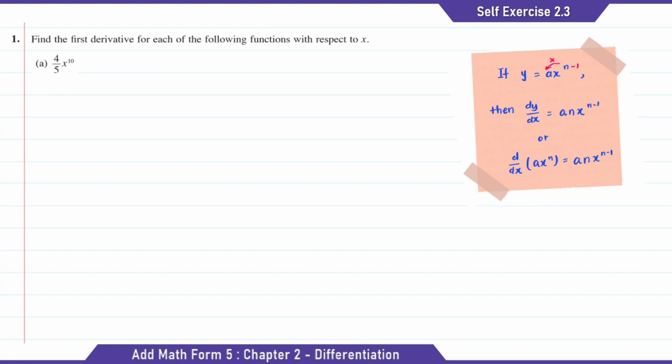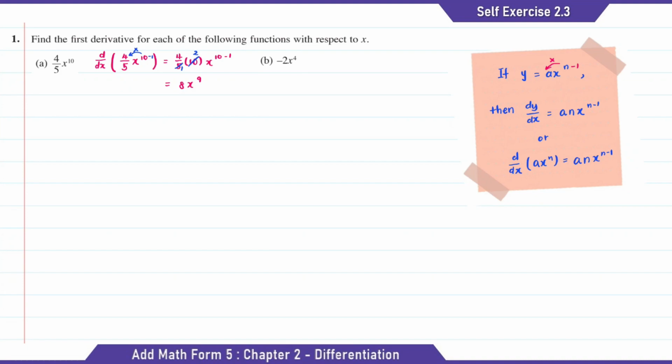Question A. Differentiating 4 over 5 x to the power of 10 with respect to x. This is equal to 4 over 5 times 10 x to the power of 10 minus 1. Simplify the 5 and the 10. The answer is equal to 8x to the power of 9.